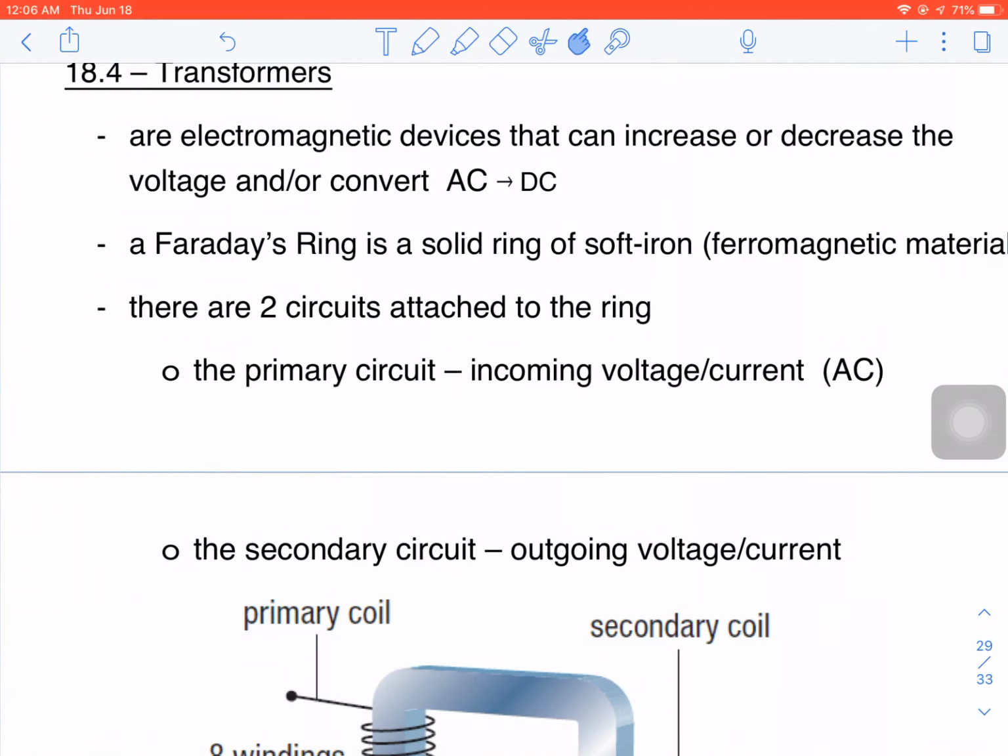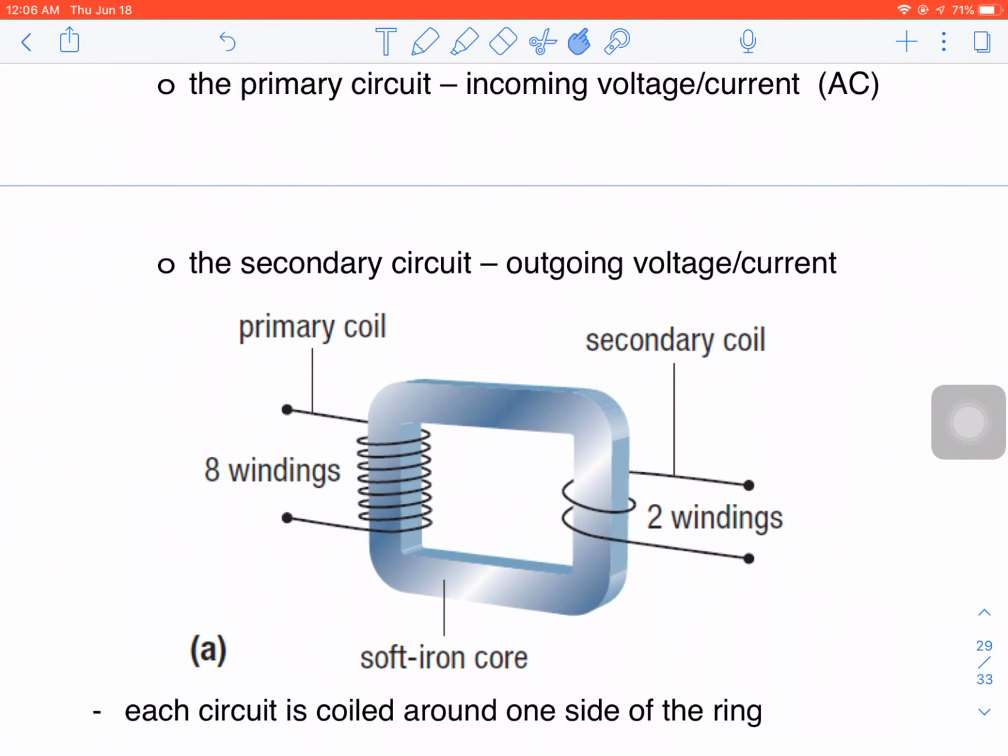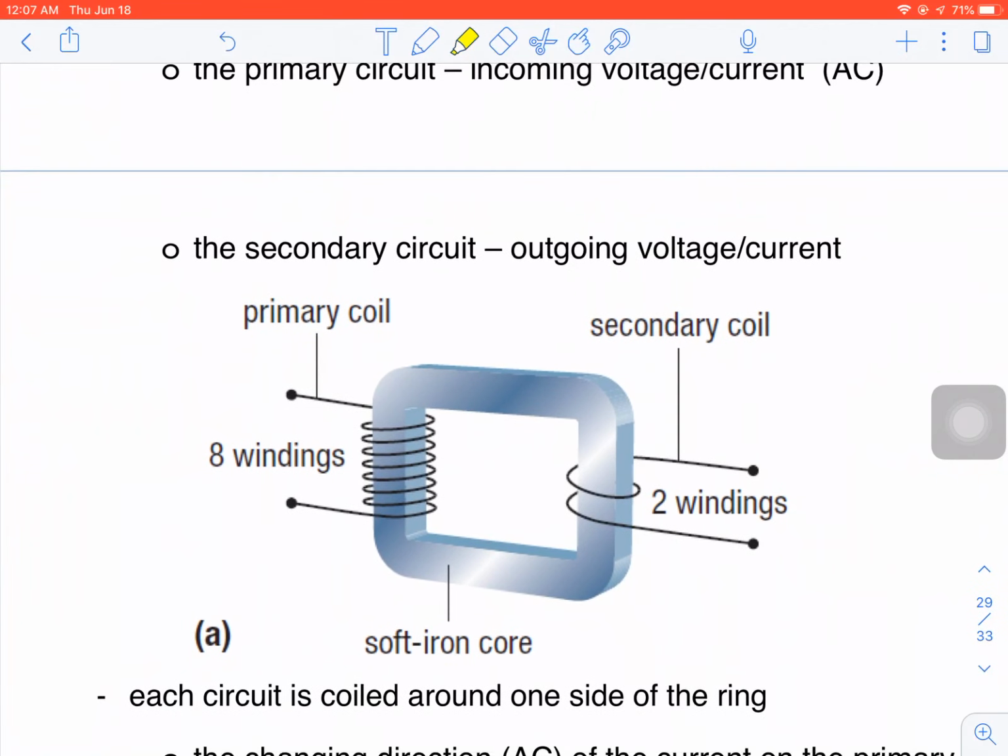But remember, the AC has alternating current. Now, this is part of the trick here. This thing right here is called a transformer. The transformer basically is an iron ring, and what happens is electricity comes in on one side, my primary coil, and electricity goes out on the other side.